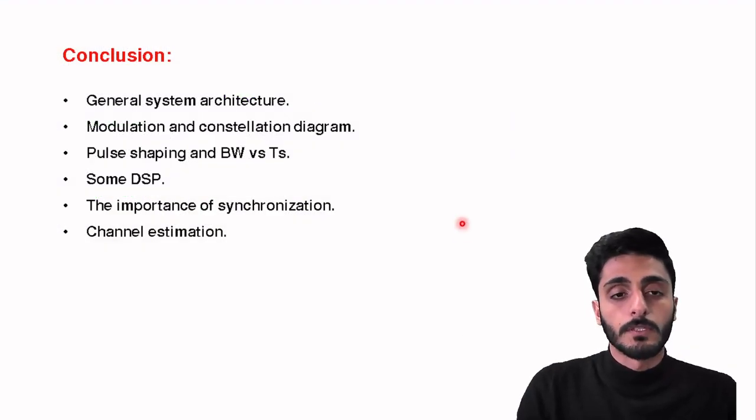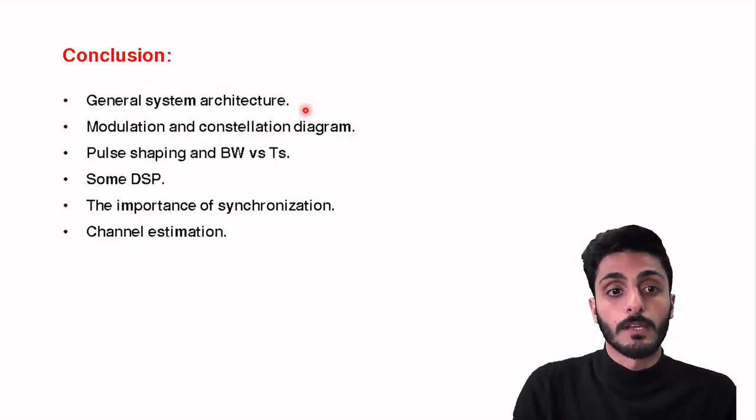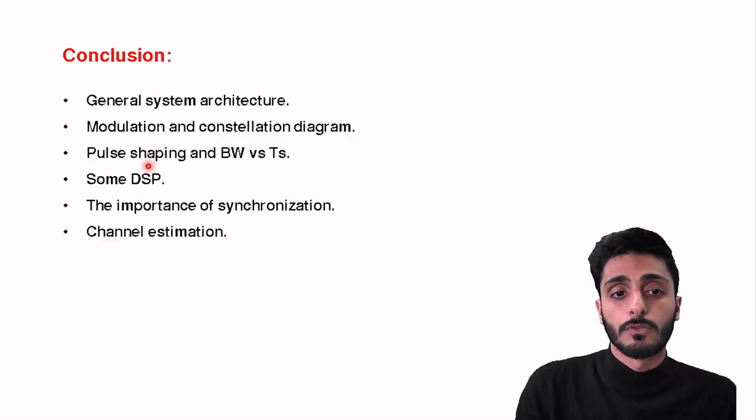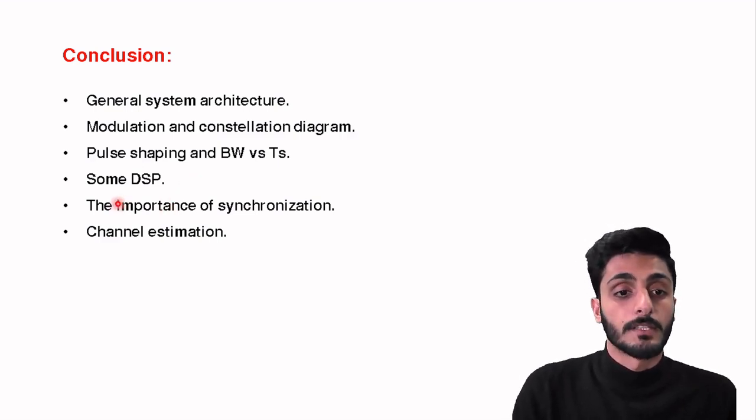So in conclusion, we saw the general architecture of any digital communication system. We had an idea about the processing at the transmitter, like modulation, constellation diagram, pulse shaping, and the relationship between bandwidth and symbol duration. We had a feeling of some digital signal processing, like convolution and sampling frequency, and the effect of sampling frequency. We saw the importance of synchronization at the receiver so we can know where the frame starts. We had an idea about channel estimation also, and so on.